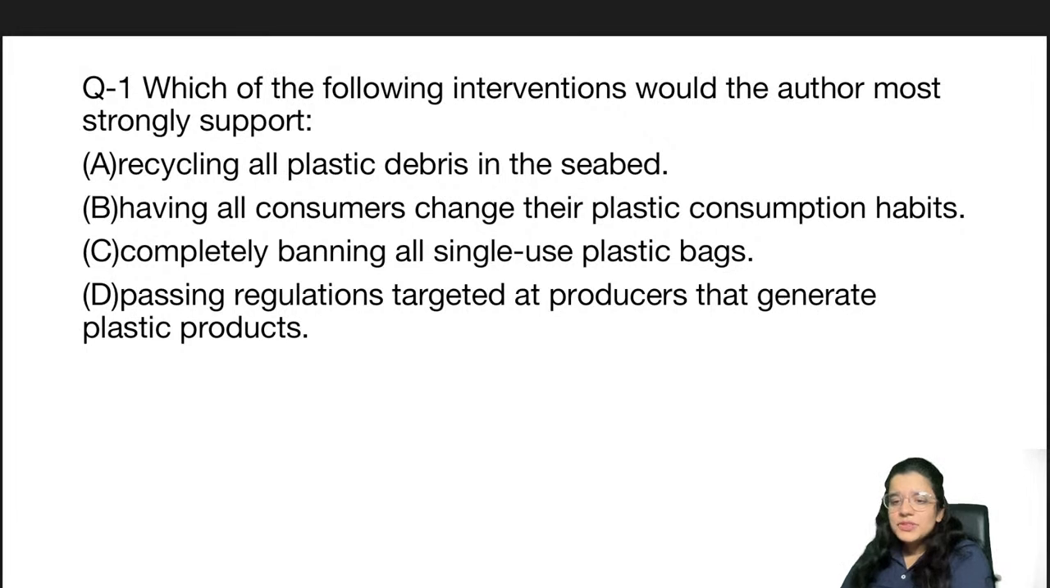Right? What does option B say? It says having all consumers change their plastic consumption habits. This is the opposite of what the author suggests. The author is saying that even if we change our habits, it's not going to fix the problem because consumers are not responsible. Plastic production or plastic producers are responsible, or our legal framework is responsible. So B goes out. It's exactly opposite to what the author supports.